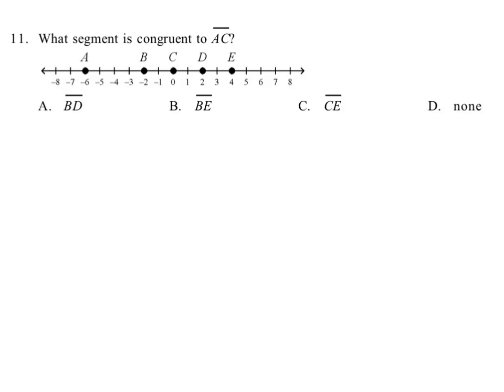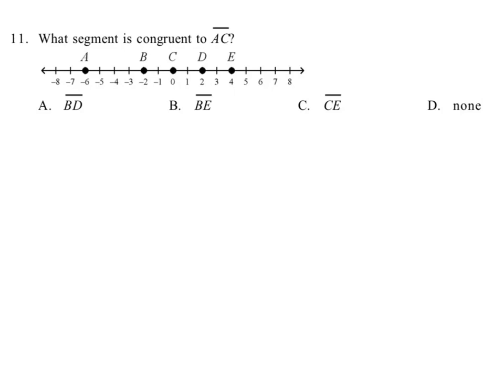Okay, what segment is congruent to AC? Well, if we wanted to find out what AC is, we can do the value of A minus the value of C. The difference between them is the distance, and take the absolute value. So the absolute value of A, -6, minus C, 0. Okay?